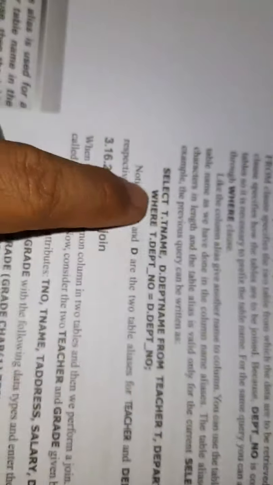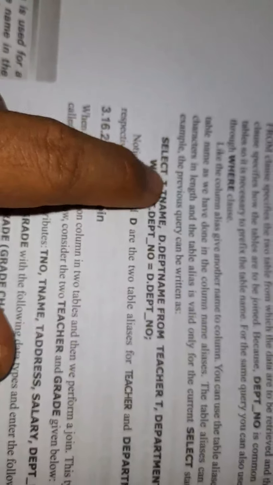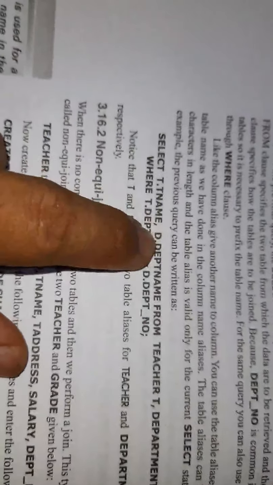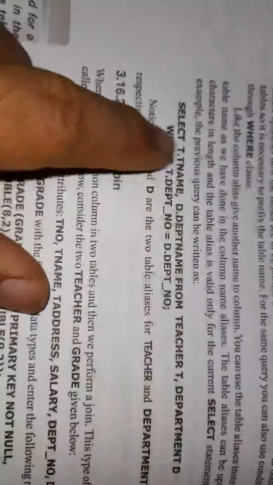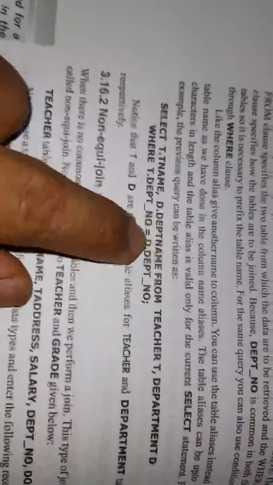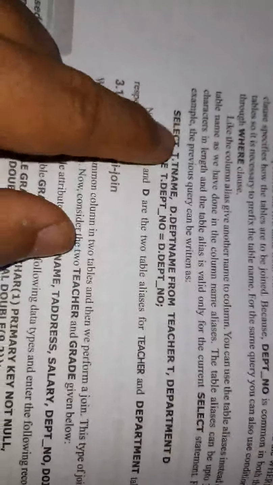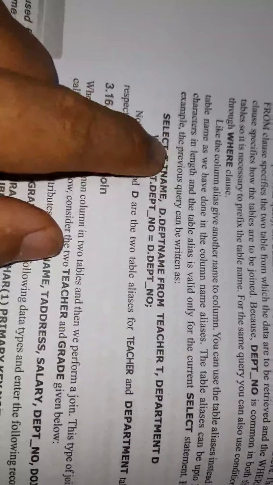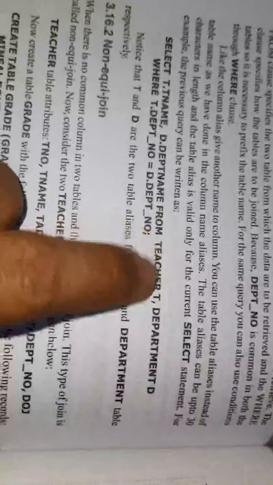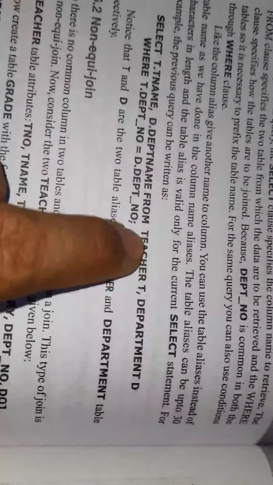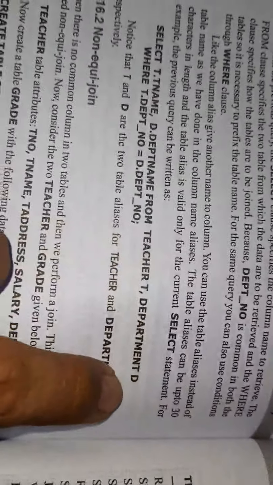Similarly, just like column alias, you can also have a table alias, a table name alias. Instead of writing select teacher dot t name, you can use the short format: select t dot t name, comma d dot department name from teacher t, department d, where t dot department number equals d dot department number. So you are writing in short form, but this can be written like that, provided in the from clause you specify teacher t, where t stands for teacher, d stands for department.